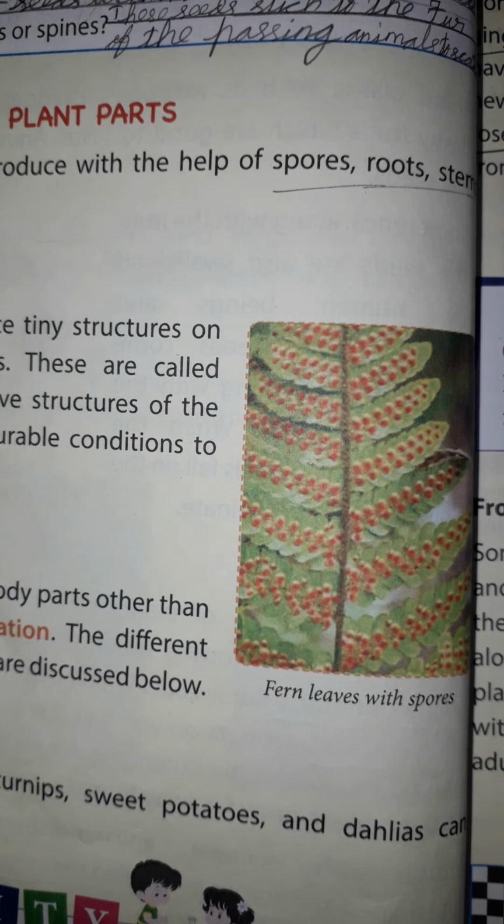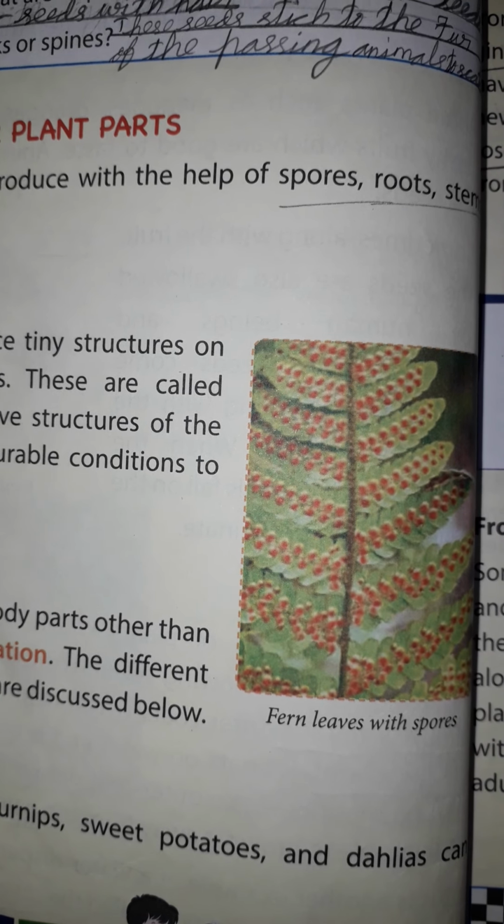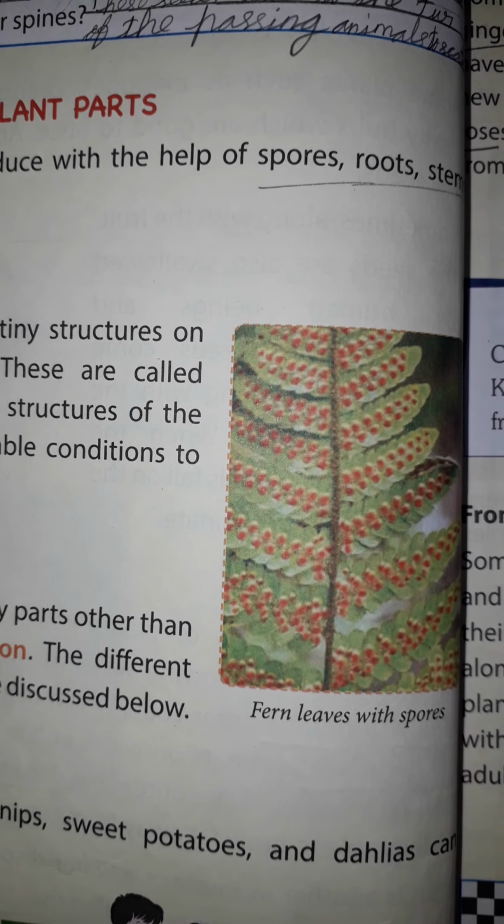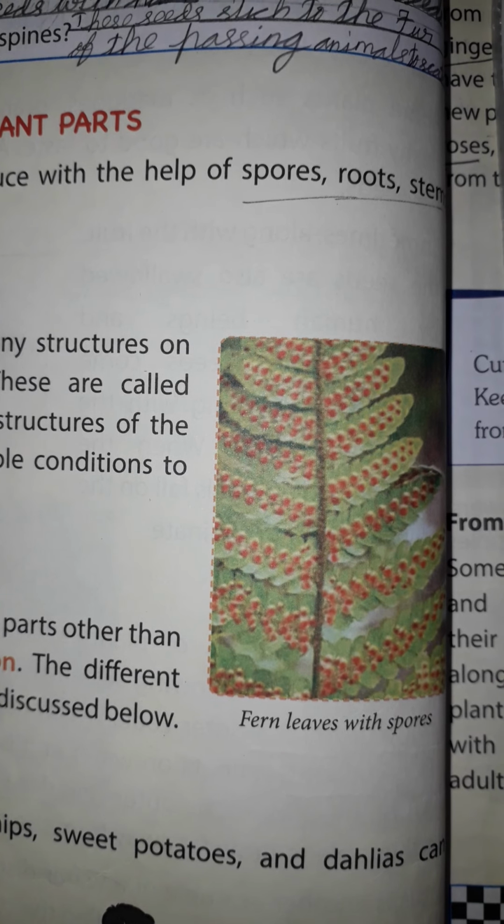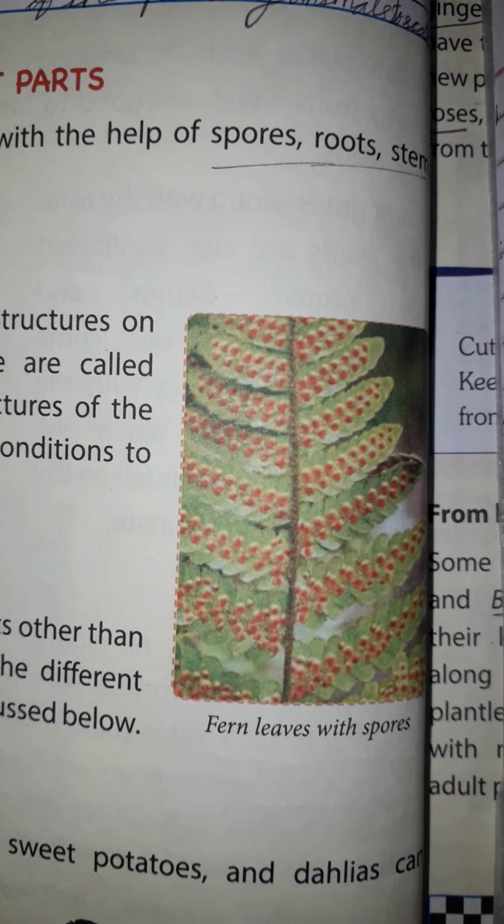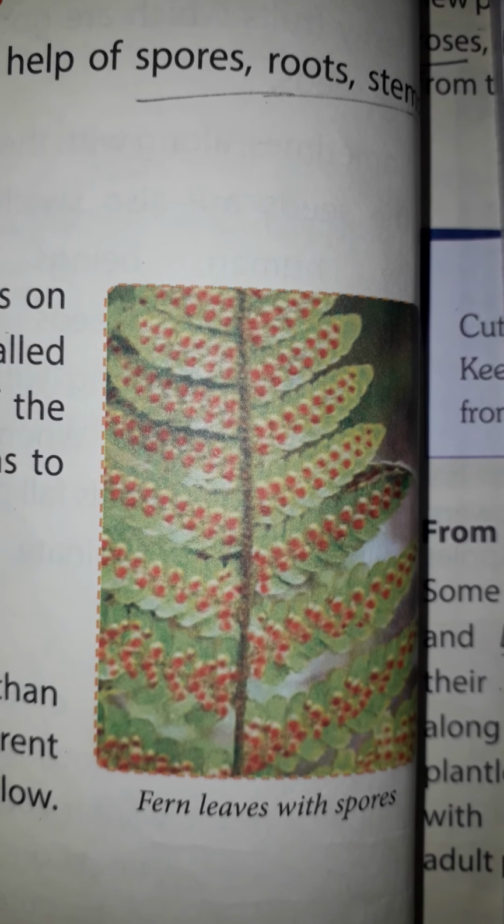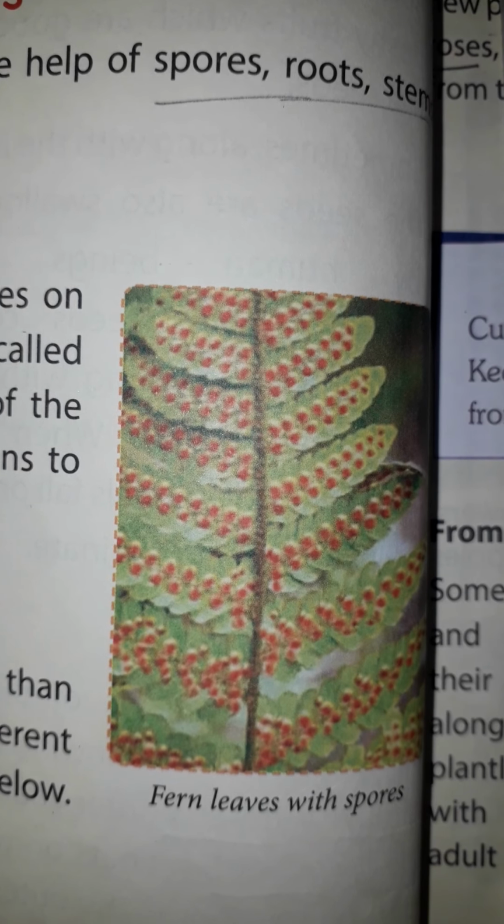Fern plants do not bear fruits, so they do not produce seeds. Such a plant produces tiny structures on the undersurface of its leaves. That is called spores. Where are the spores present? They are present on the undersurface of the leaves. The spores fall on the soil and start to grow a new plant. In this way, spore plants reproduce their own kind.